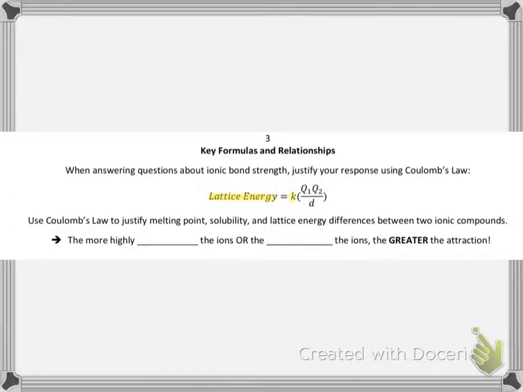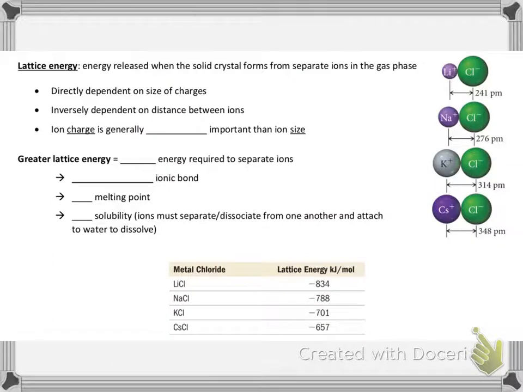So, the idea is that just like any other Coulomb's law problem, if you have ions that are more charged or smaller, so they're closer together, then you're going to have a greater attraction between them. This time, of course, we're not talking about the nucleus and electrons. We're talking about two separate ions, but same old Coulomb's law. So officially, lattice energy can be defined as the energy released when a solid crystal forms from separate ions in the gas phase. So it is, of course, directly dependent on the size of the charges and inversely dependent on the distance between them because it's Coulomb's law.